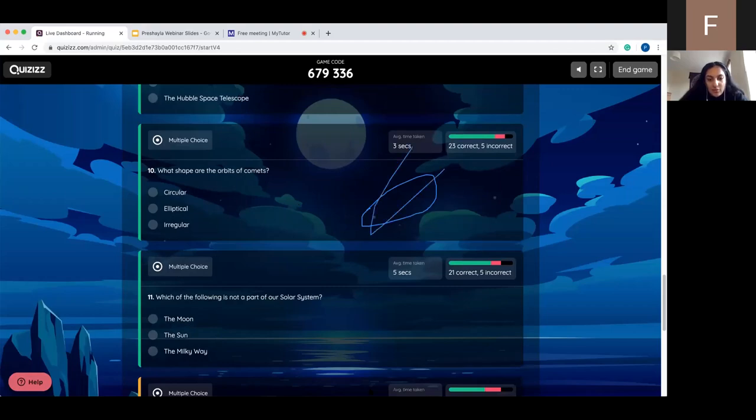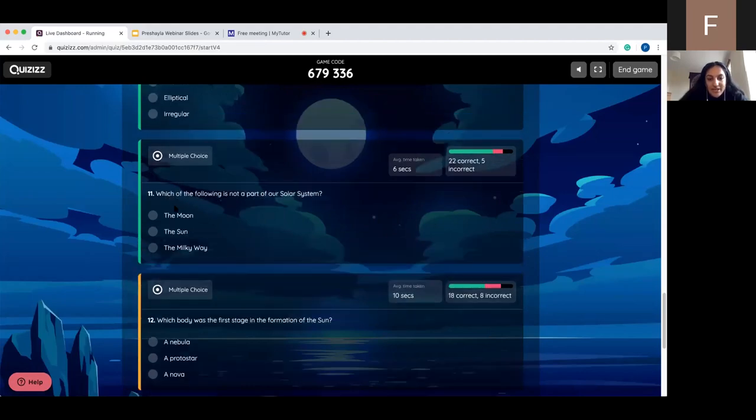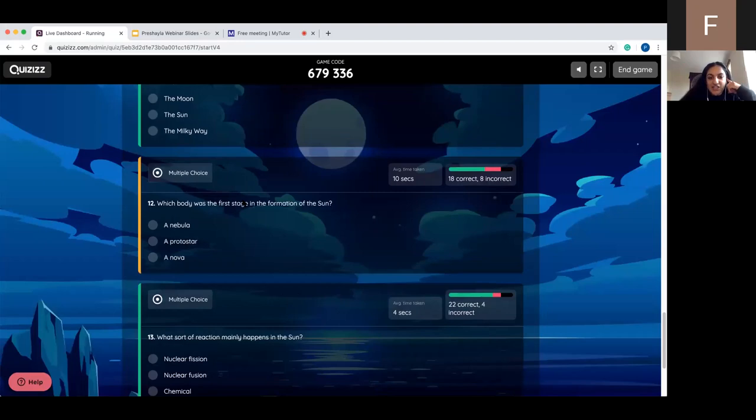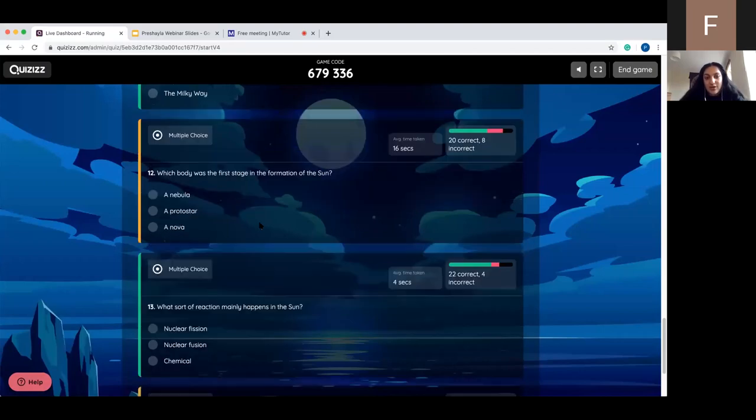And then which of the following is not a part of our solar system? The moon is, the sun is, the Milky Way isn't. The Milky Way is our galaxy, so the solar system belongs to the Milky Way galaxy. Okay. Which body was the first stage in the formation of the sun? That's a nebula. Remember, all stars start off as a nebula.